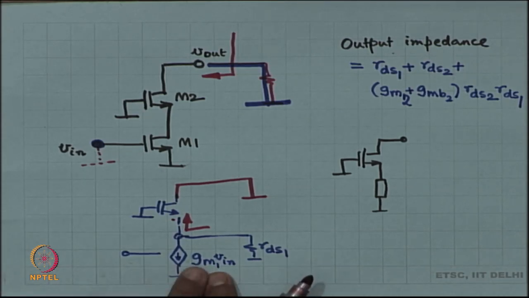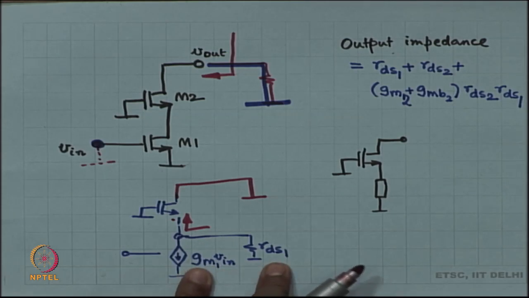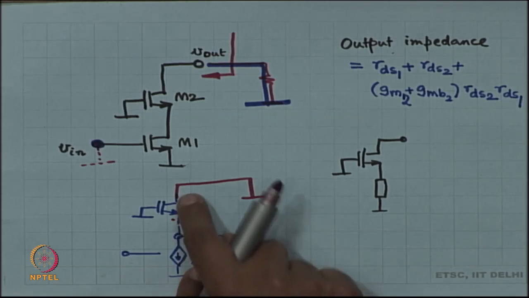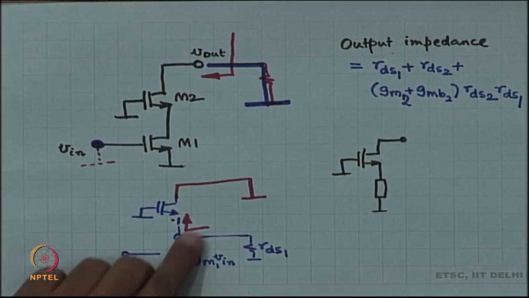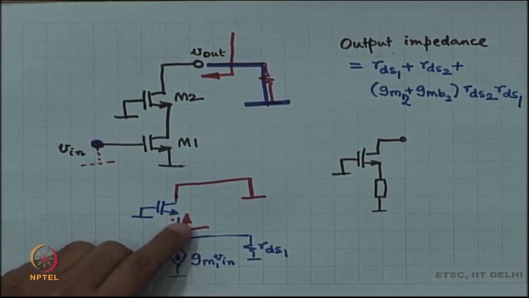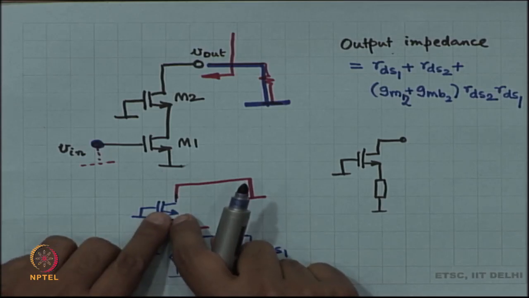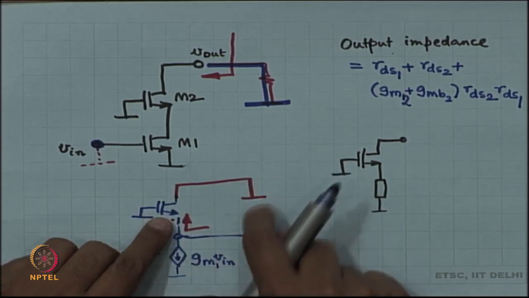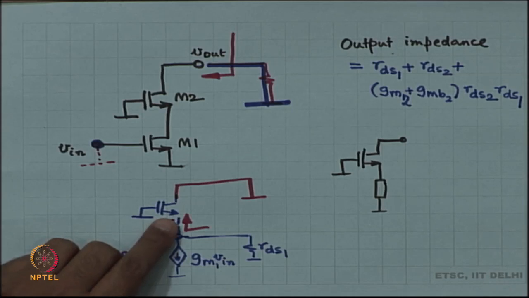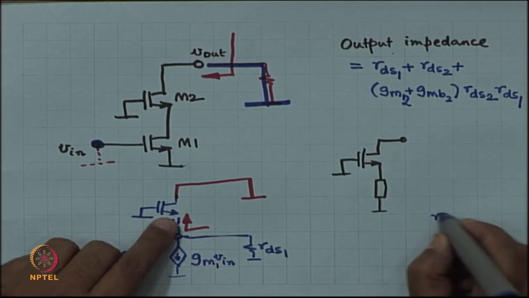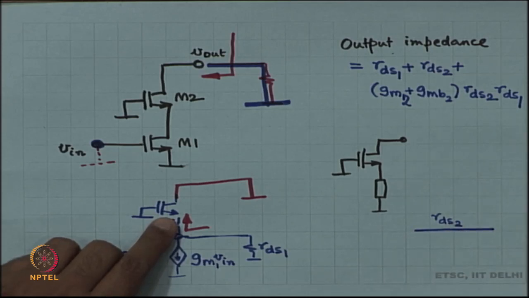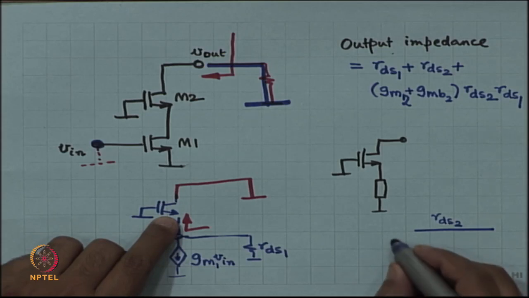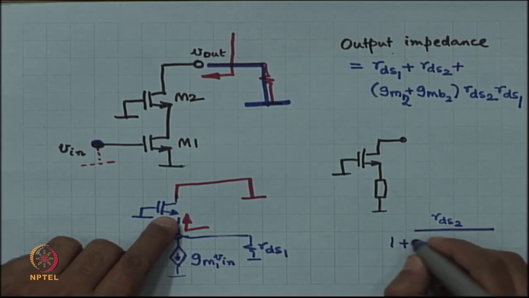So, GM1 V in, and then you have to do a current division between RDS1 and what you see into the source. What is it that you see looking into the source? So, if you think about the other formula, looking into the source, you normally see RDS of this MOSFET plus whatever was on the drain, nothing is there on the drain. So, it is just RDS2 divided by 1 plus intrinsic gain of the MOSFET.